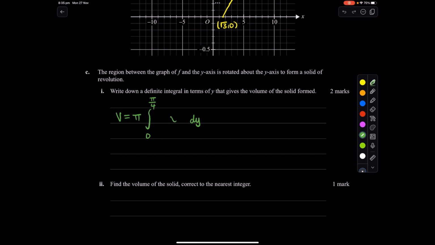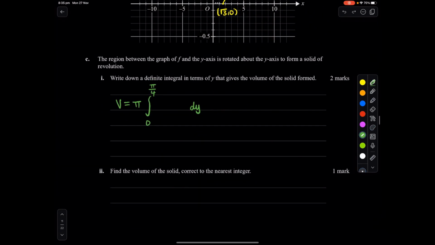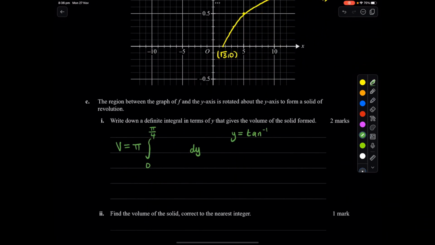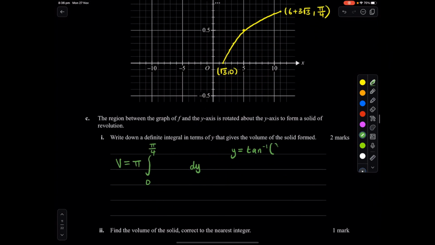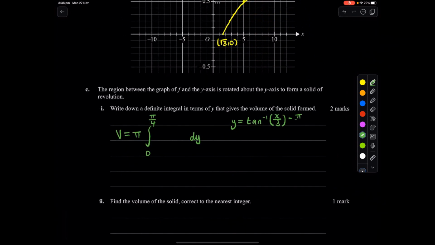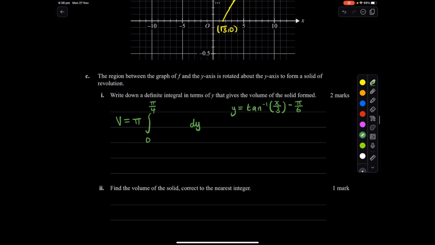So what's x squared? We need to calculate x squared. Well, if I know that y is equal to tan inverse of x over 3 minus pi on 6, we just want to solve for x and then square it. So y plus pi on 6, tan of this is equal to x over 3. Hence, 3 tan(y plus pi on 6) is equal to x.